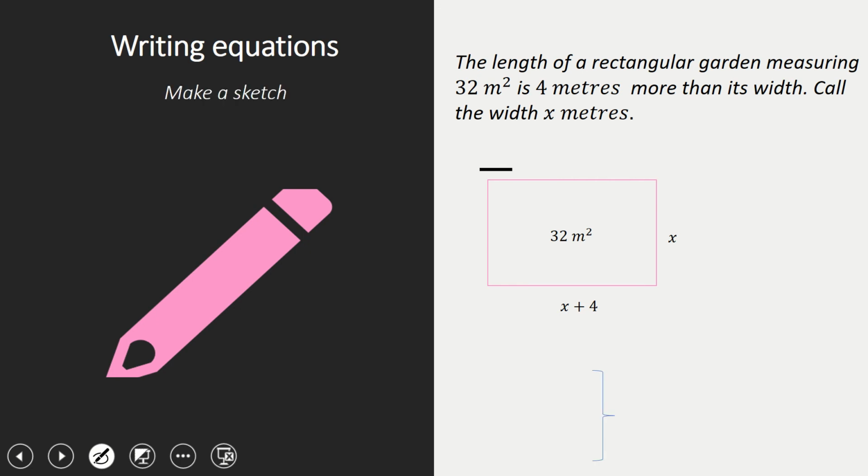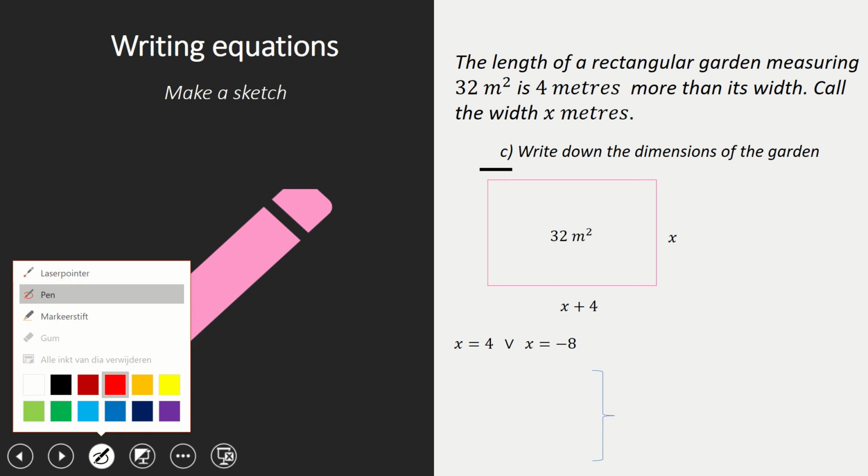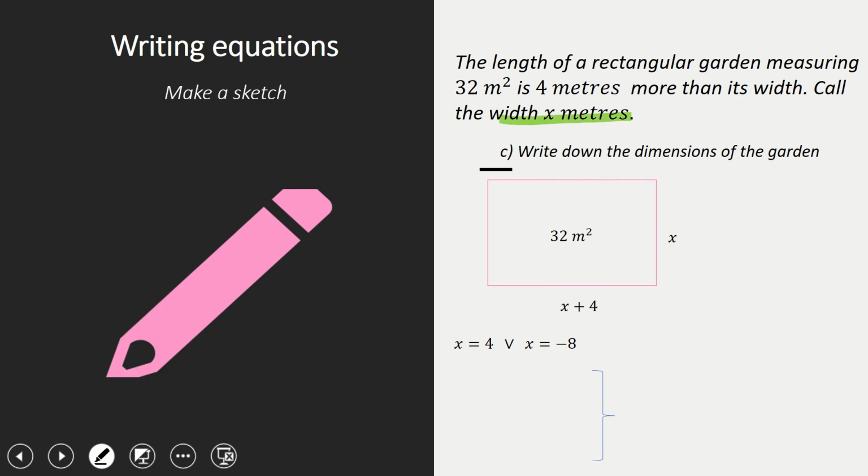Alright, so that was question B. Question C was write down the dimensions of the garden. Dimensions. So with the dimensions we mean the width and the length. So I know that the answer of B, so solving the equation, was x equals 4 or x equals minus 8. If I'm going to look back into the question, then we know that the width is x meters. However, it's impossible to have a negative amount of meters. So we know that x equals 4.